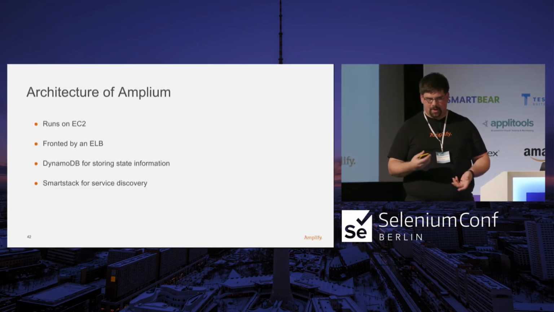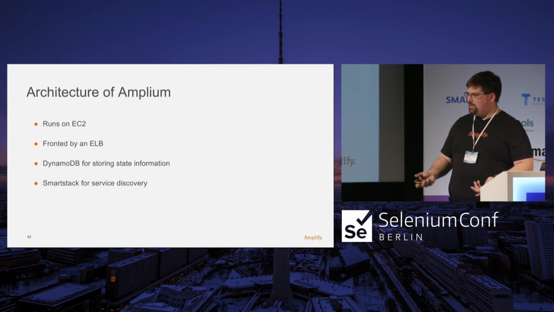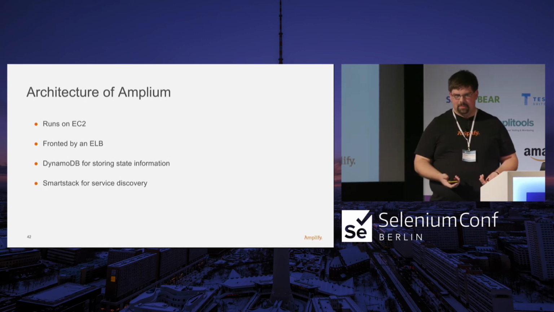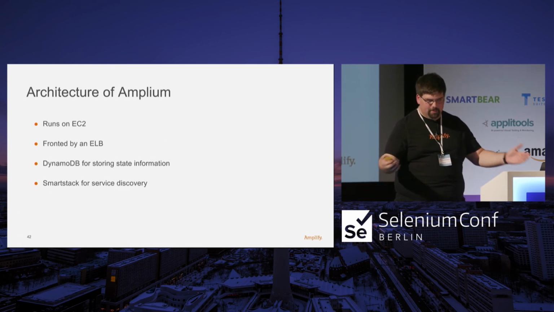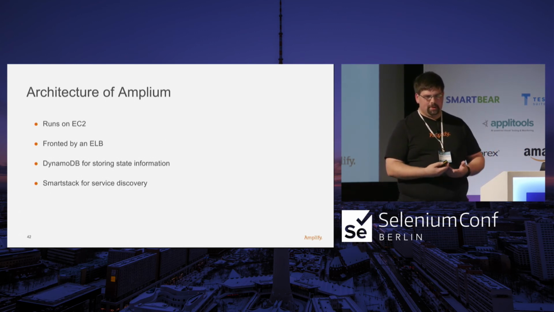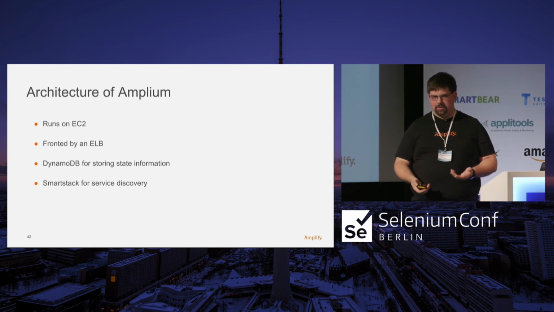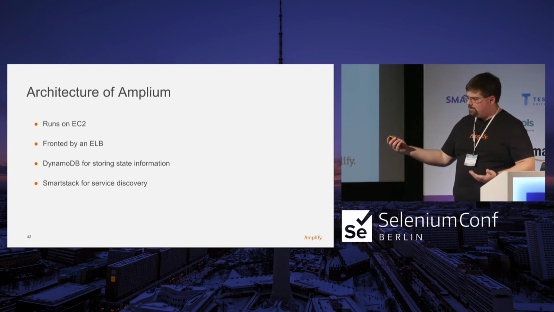I'll give you more of a rundown of what's going on behind the scenes with Amplium. It runs on Amazon EC2, which is the traditional virtual machine offering. It's fronted by an elastic load balancer, so you can add new Ampliums, you can remove Ampliums. It's all handled seamlessly by that. We use DynamoDB, which is sort of like an AWS version of MongoDB. It's a NoSQL database. We use that for storing the state information.